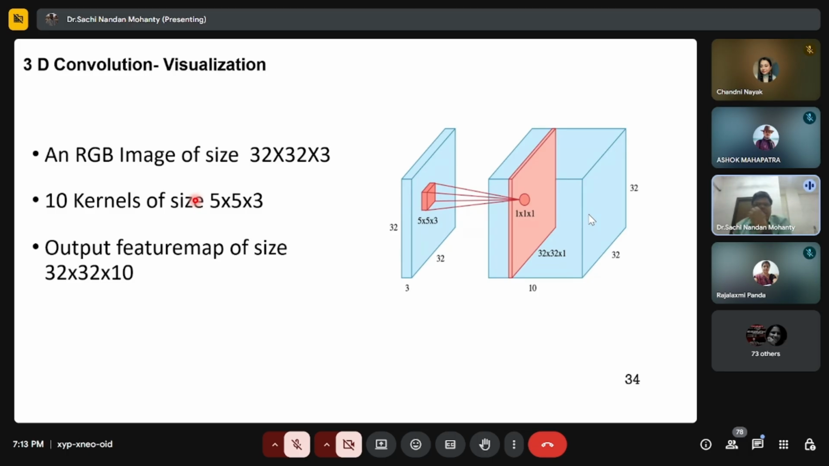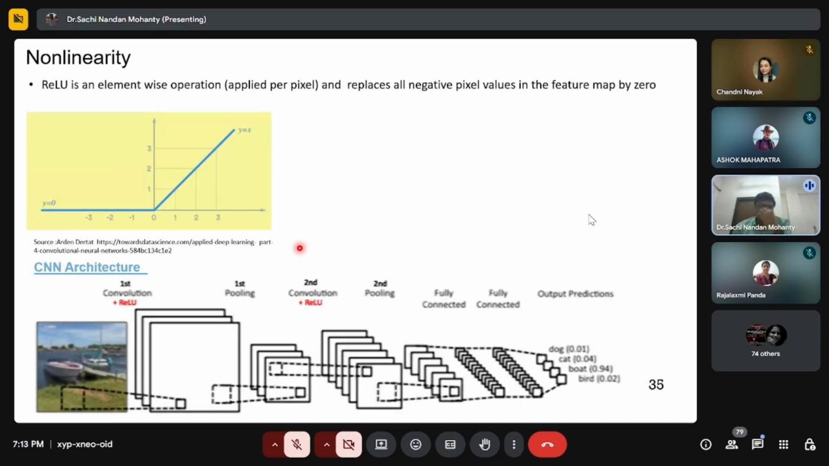Why odd number? I'll tell you. And the output feature should be 32 by 32 by 10. Why? Because there are 10 kernels, so it should be 10. Each has one piece of information, right? Then the nonlinearity comes into the picture, and the nonlinearity applies a threshold value: values greater than 1 will be considered, and values less than 1 will not be considered, right?